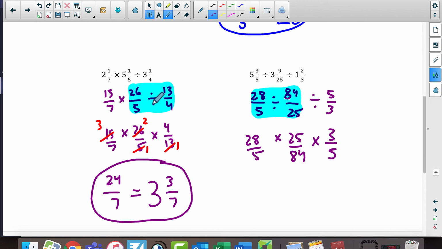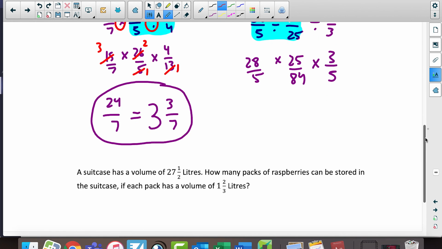So basically, if you have a multiplication sign, then don't flip the one after it. But if you have a division sign, flip the one after it. Here's a division sign, flip the one after it. Here's another division sign, flip the one after that as well, right? And then you can switch it all to multiplying. Now you're ready to ninja slice.